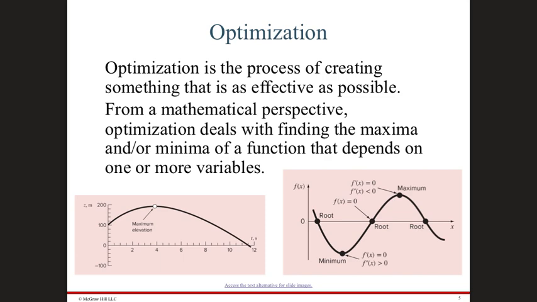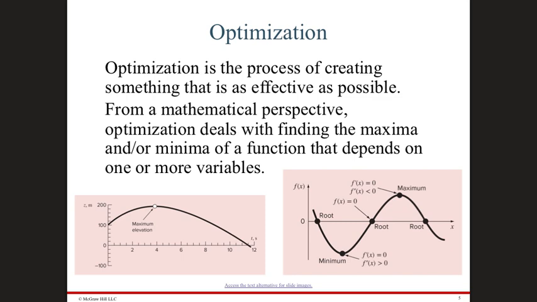So the first thing that we will discuss about optimization is what do we mean by optimization? Optimization is the process of creating something which is as effective as possible. That's the general meaning of the word. Typically, we have some kind of a function, and we are looking for the point or the points that have the maximum possible value of the function.